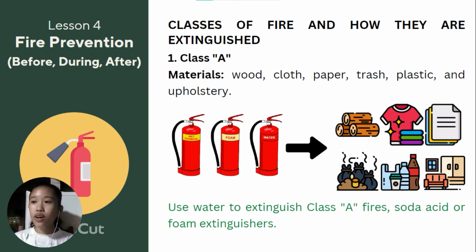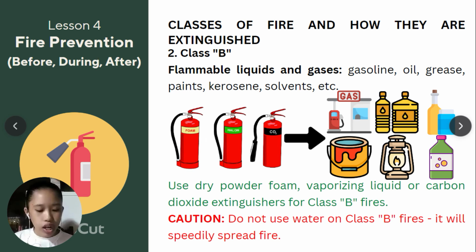So in this slide, we're going to talk about the classes of fire and how they are extinguished. So number 1, class A. The materials are wood, cloth, paper, trash, plastic, and upholstery. So as we extinguish it, we're going to use water pump or tank extinguisher, pressurized water extinguisher, AFF or aqueous film forming foam, and also dry chemical fire extinguisher.